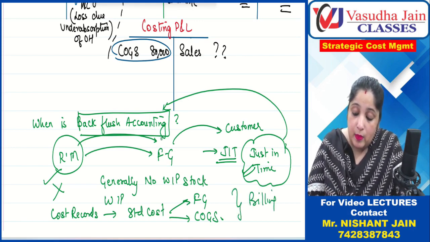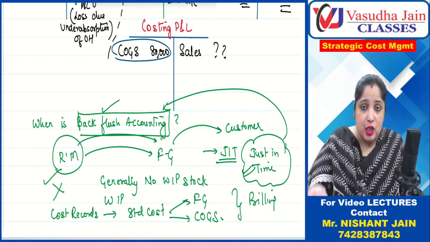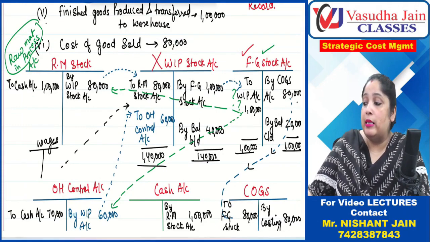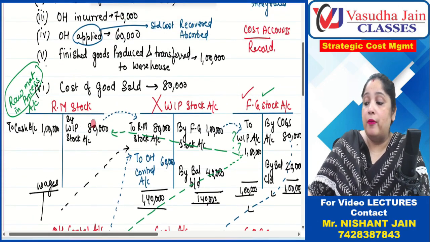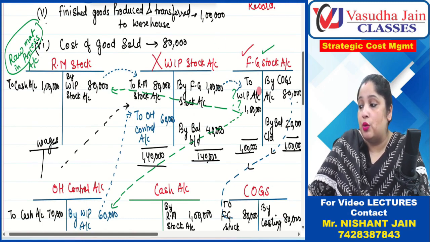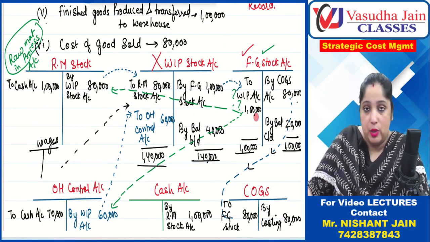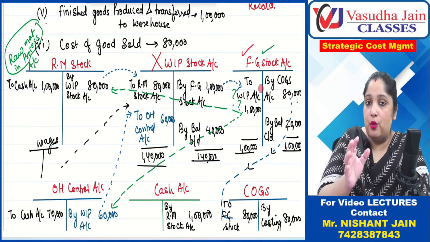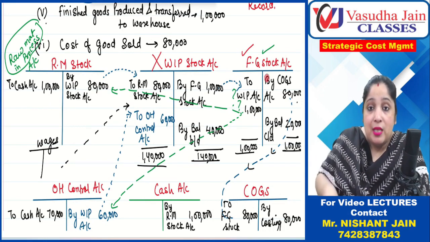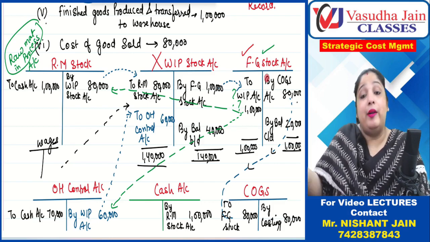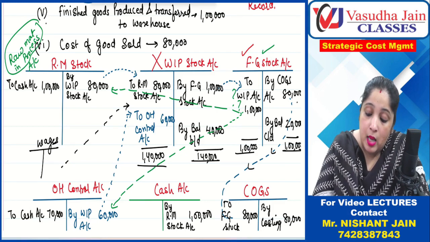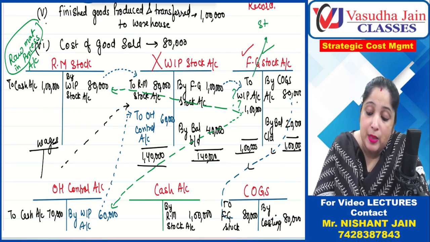Now, why is it called backflush? Why are we moving backward? Because instead of passing entries for how much raw material is used in finished goods, we pass the opposite entry. Actually, I should not say opposite; first we pass the entry in finished goods. Once the finished good is made, then entries are passed. And always remember, here entries will be passed as per standard cost.